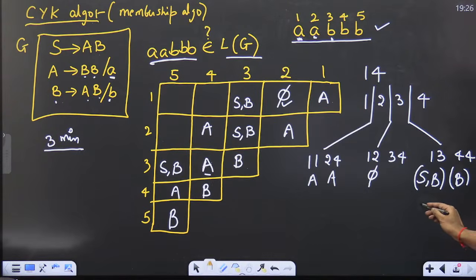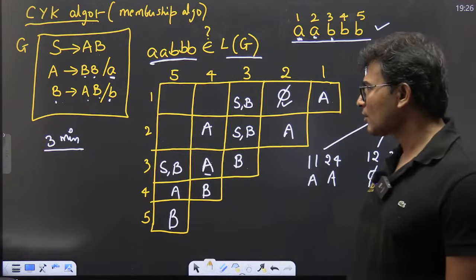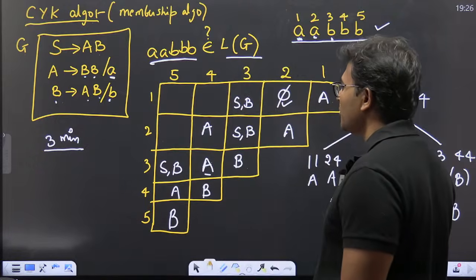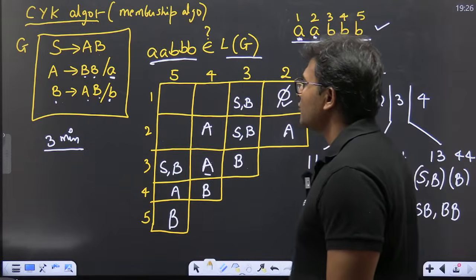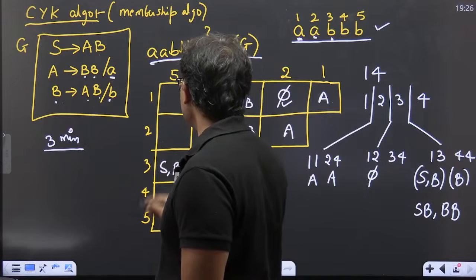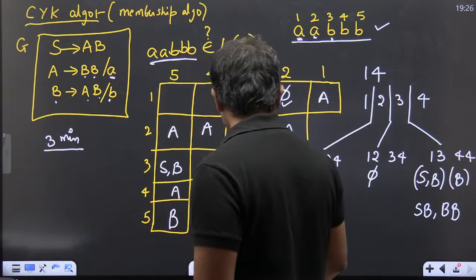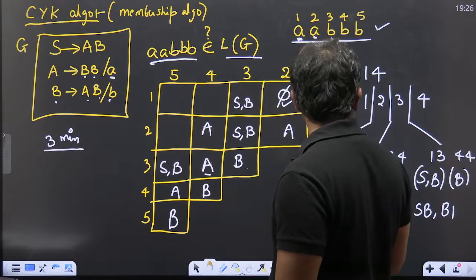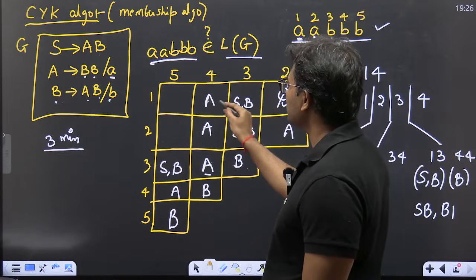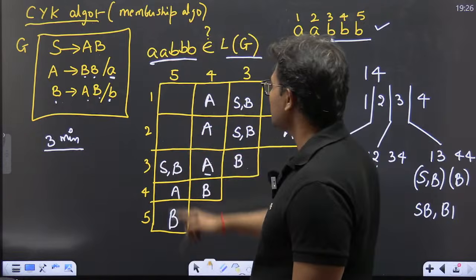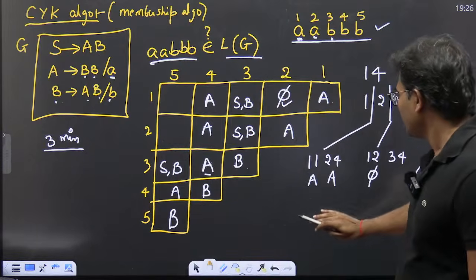So what do we get? We get SB and BB. SB is not present here, only BB is present. And if you look at the left side of BB, it is A. Therefore, I am going to write it as A. We are talking about 1, 4. 1, 4 is A, right? Now the next one is you have to write 2, 5.